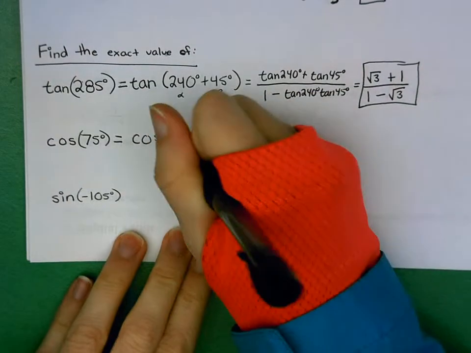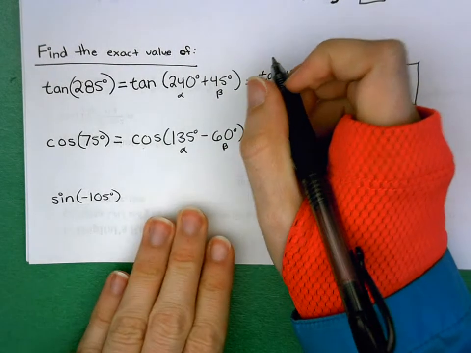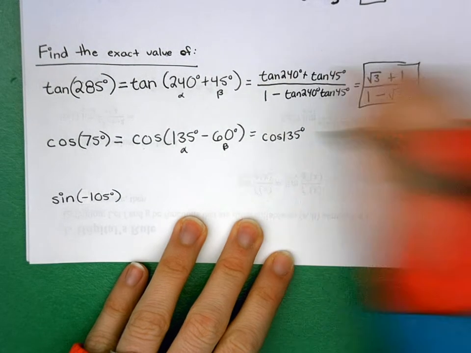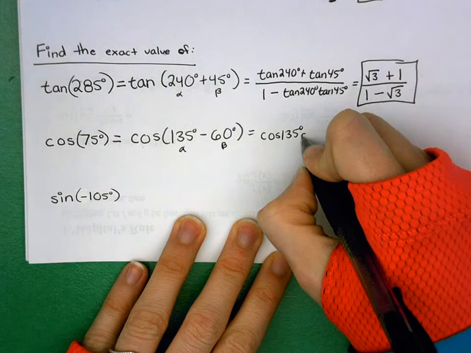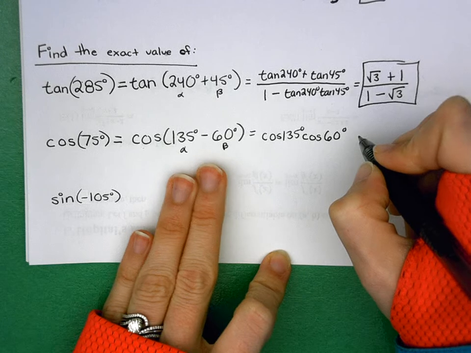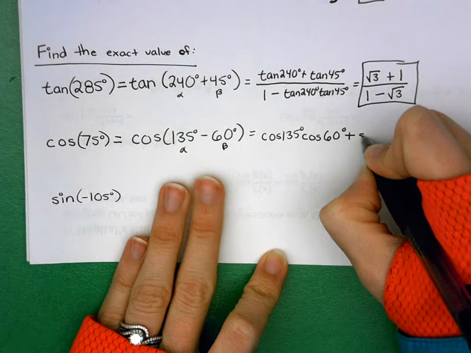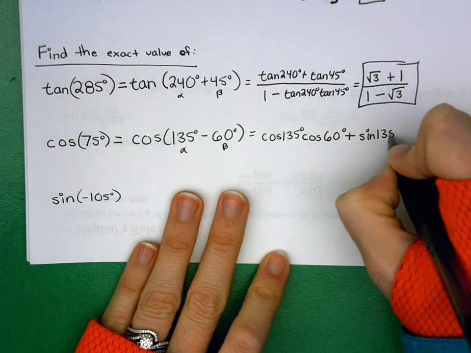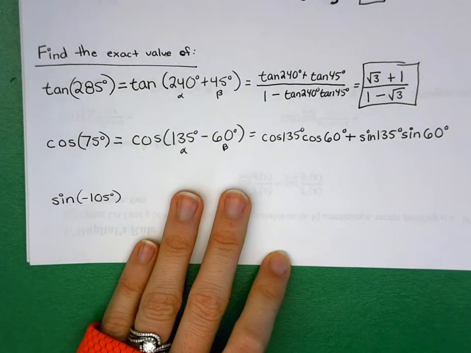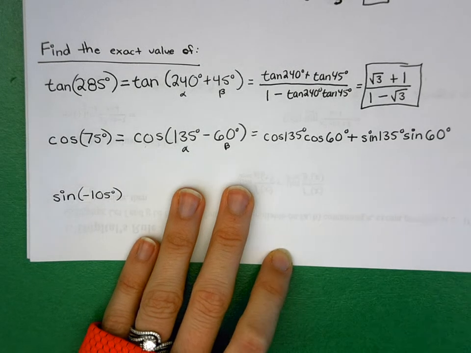And so this is cosine of alpha minus beta. Cosine of alpha minus beta is cosine of alpha, so 135 degrees, times cosine of beta, so cosine of 60 degrees. And then remember with the cosine ones, the sign changes. So since this is minus, we're going to have plus as we expand it. Sine of alpha, sine of beta. Okay, so I can now evaluate that.